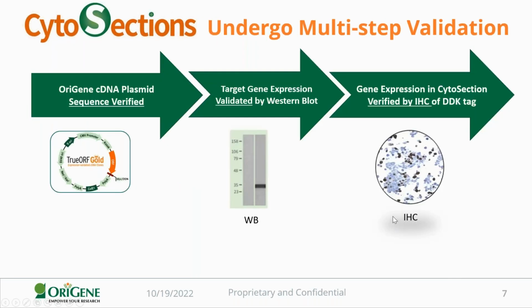One of the things I keep harping on over and over again is that cytosections are validated, and that is what customers and researchers value the most. I just want to go over again how it is validated. First, as I mentioned, it is sequence verified. Number two, expression is validated by Western blot. And not only that, it's also validated by IHC.